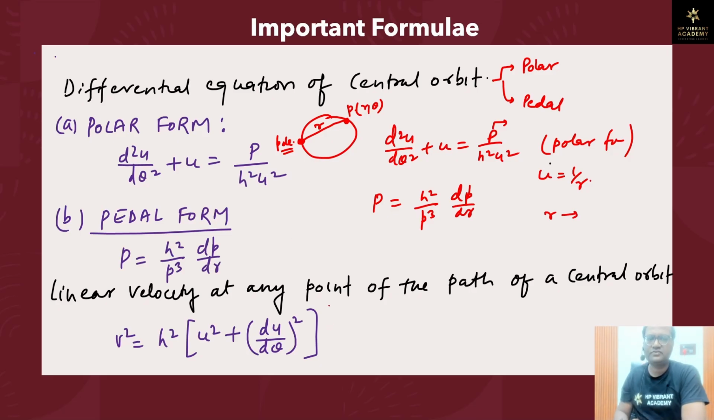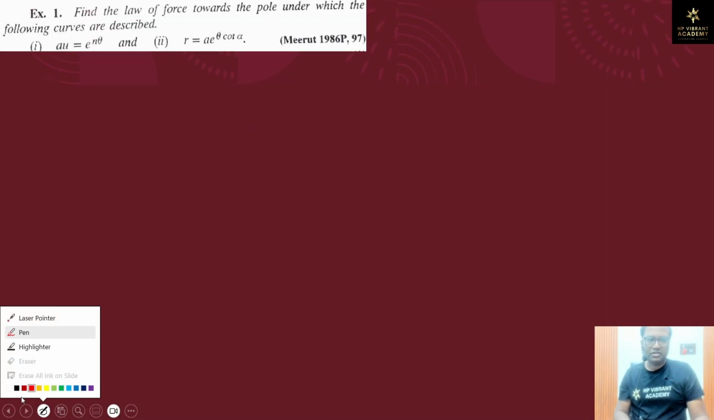And this we have already discussed, and the linear velocity at any point on the path of central orbit is given by this particular expression. So let us start solving questions. What is given in question number 1? We have to find the law of force towards the pole under which the following curves are described.